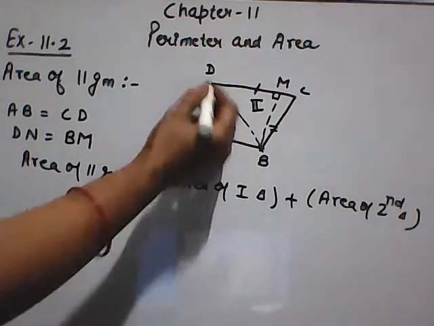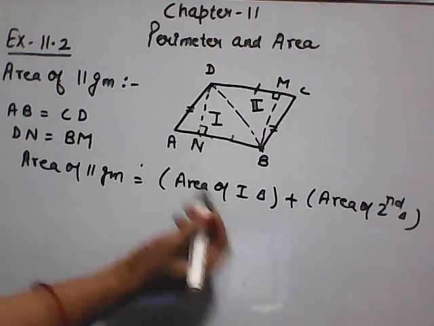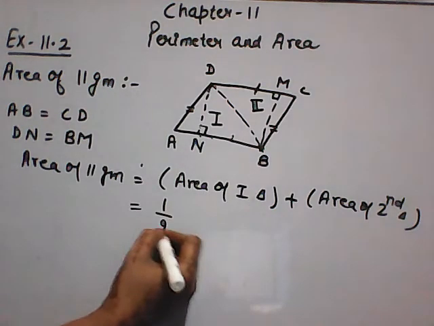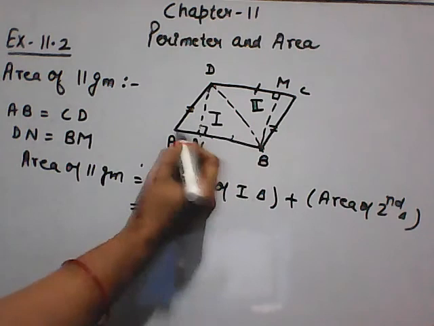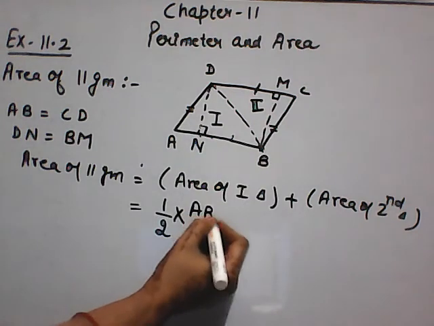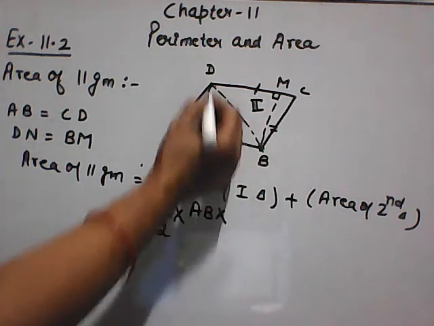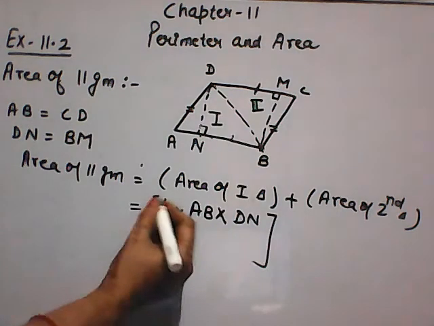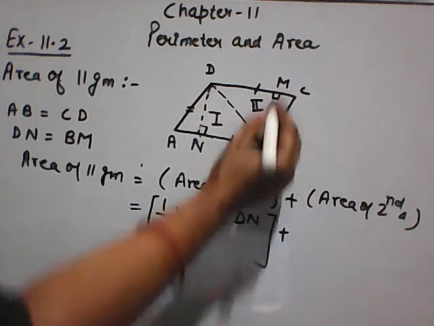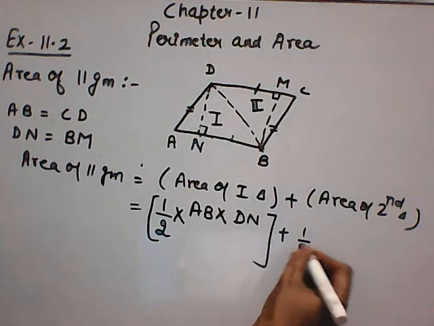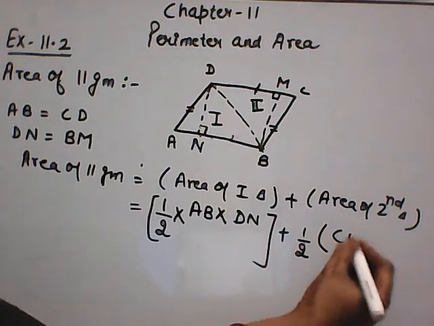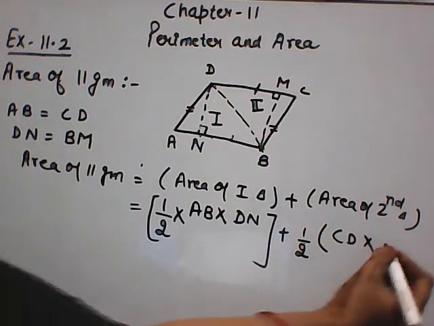Now, it is a right angle triangle. So the area of the first triangle is equal to half of base, what is the base? AB, and height, that means altitude, DN. The area of the second triangle, it is also a right angle triangle. We know the formula for a right angle triangle is 1 by 2 into base into height. Here the base is CD and the height is BN.